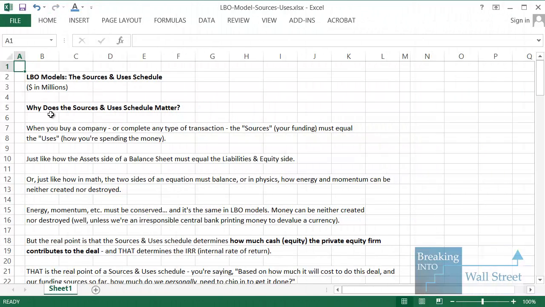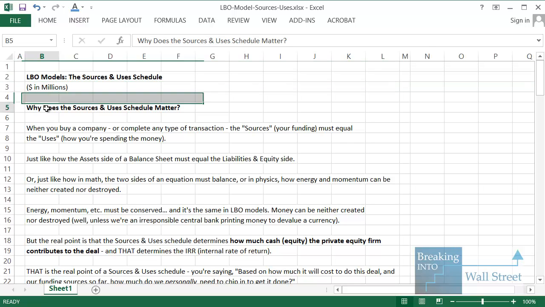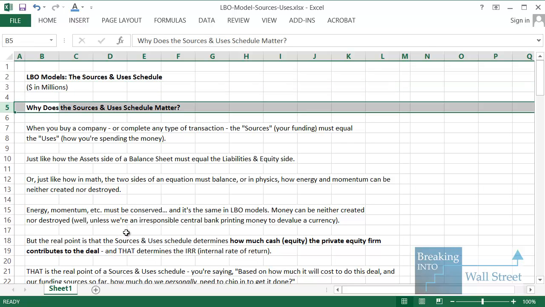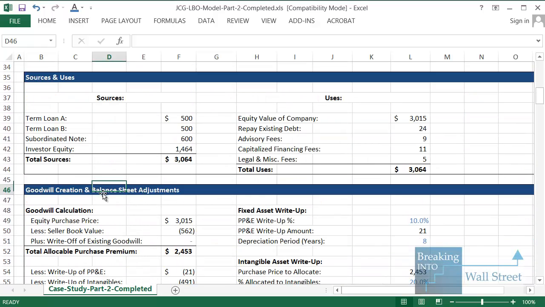Okay, hello and welcome to another tutorial video. This time we're going to be going over the leveraged buyout model again, and specifically focusing on the sources and uses schedule. Just to give you an idea of what we're talking about here, I'm going to bring up examples from a few different LBO models in our courses, where we have the sources and uses schedule.